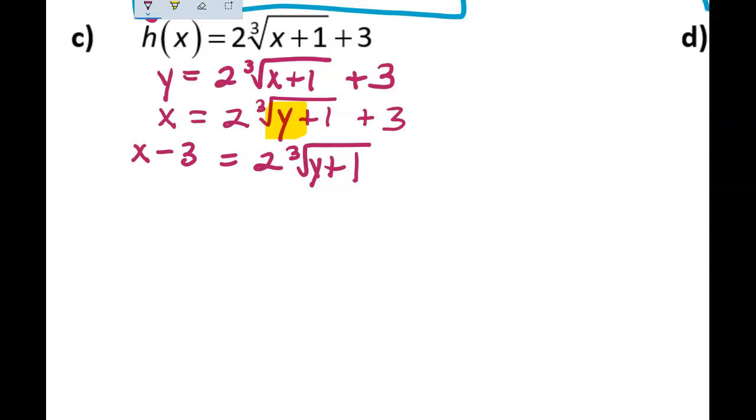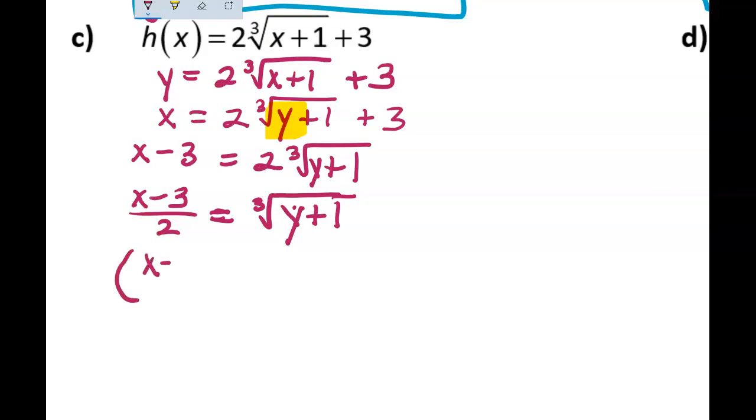And then divide by 2. You can distribute that division or not. So if we divide by 2, now we need to undo the cube root. That'll be done by cubing. So x minus 3 over 2 cubed.